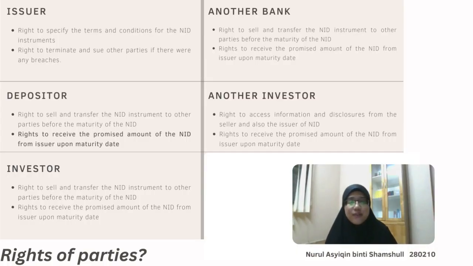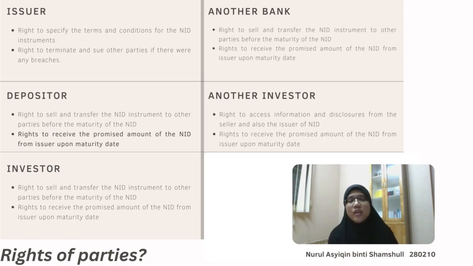Next, the rights of each party. For the issuer, the first right is the right to specify the terms and conditions for the NID instrument. The issuer can specify the terms and conditions of the NID, which include the principal amount, the maturity date, interest rate, tenor, and other relevant terms. The issuer also has the right to set conditions for the NID, such as the payment of the instrument.